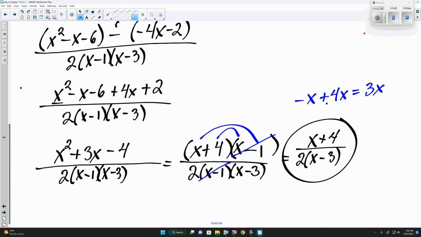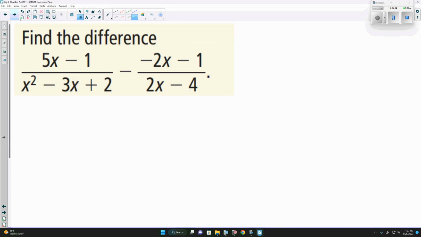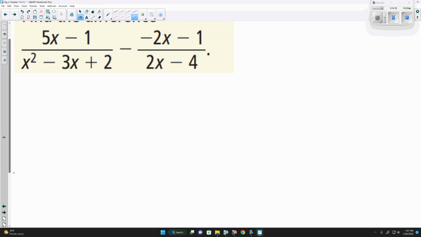Any questions on this here? Y'all need to see another example of one of these here. Yes? I think it would be good. So let's look at this one here.